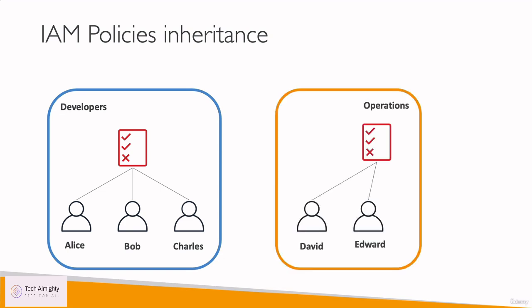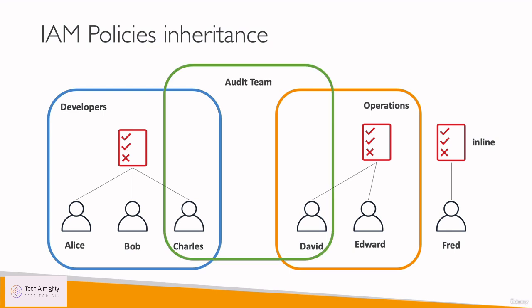Now, if you have a second group, operations, with a different policy, David and Edward will have a different policy than the group of developers. If Fred is a user, he has the possibility not to belong to a group, and we have the possibility to create what's called an inline policy, which is a policy that's only attached to a user. So that user could or could not belong to a group. You can have inline policies for whatever user you want.